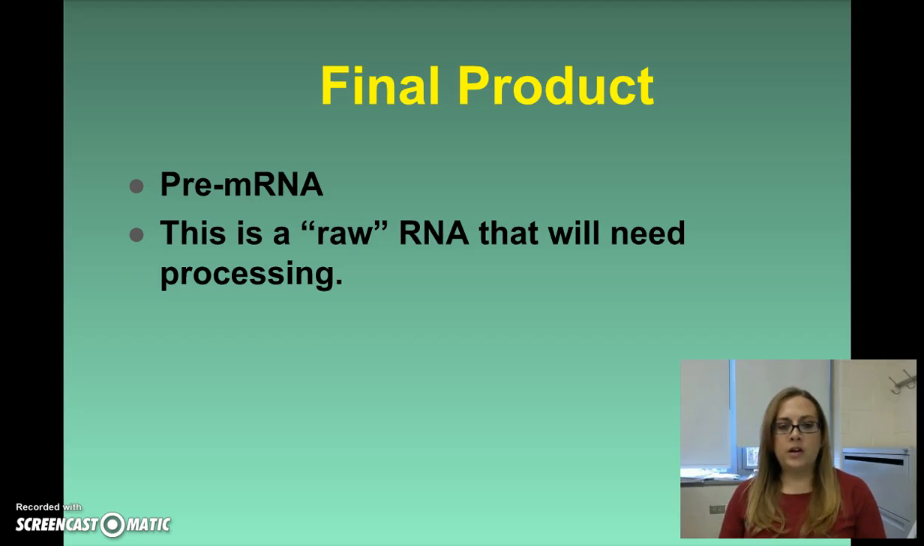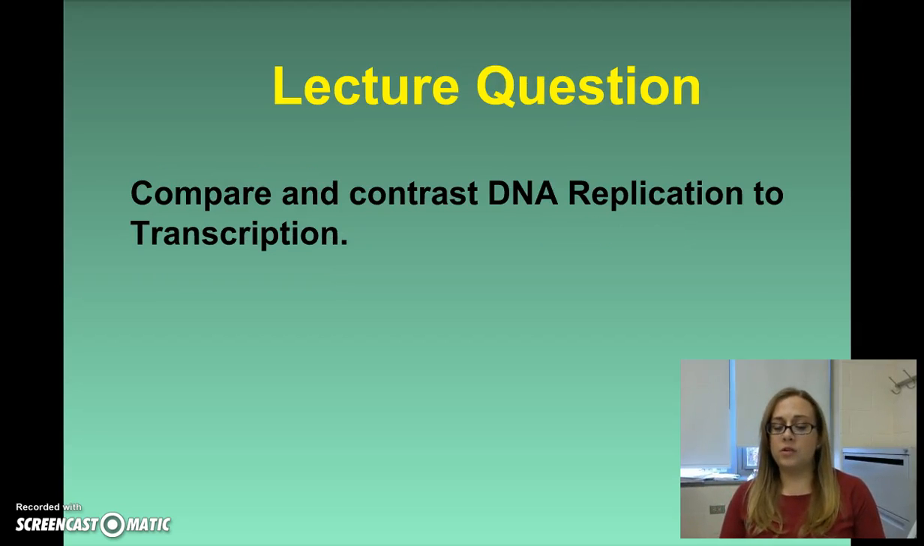Now this final product we actually call pre-mRNA, so it's pre-messenger RNA, and we call it that because it's not quite done yet. This is a very raw final product, and it needs to be further processed before that mRNA can actually take its message outside of the nucleus into the cytoplasm for it to be translated into a polypeptide sequence. So this is pre-mRNA and it will be processed into mRNA. Okay, and that's what we're going to focus on next time.